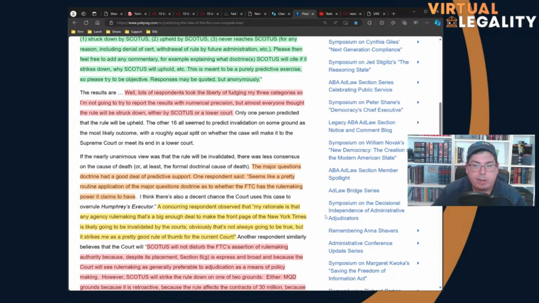The major questions doctrine had a good deal of predictive support. One respondent said, 'Seems like a pretty routine application of the major questions doctrine as to whether the FTC has the rulemaking power it claims to have.' A concurring respondent observed that 'my rationale is that any agency rulemaking that's a big enough deal to make the front page of the New York Times is likely to be invalidated by the courts. Obviously, that's not always going to be true, but it strikes me as a pretty good rule of thumb for the current court.'" And again, that's part of the discussion here, is the politics.